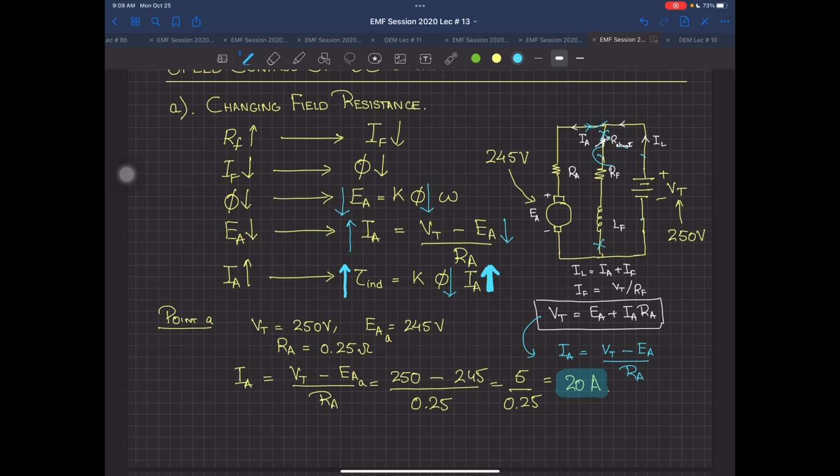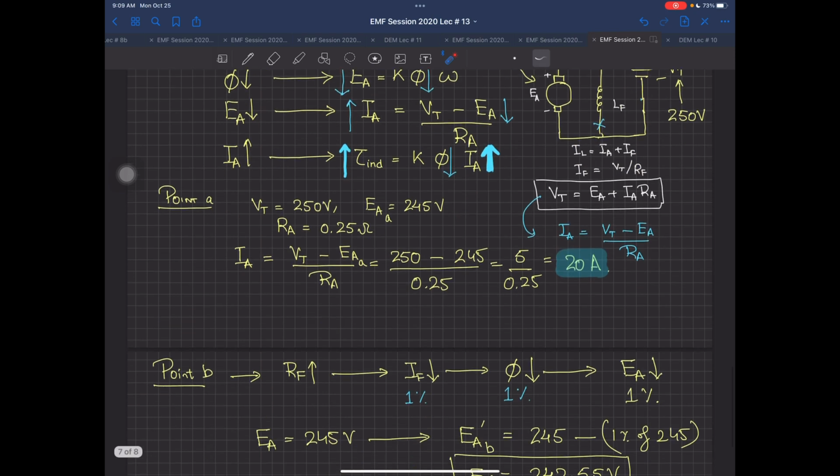I had a condition where the torque was constant, flux phi was decreasing, and IA was increasing. So I had to find out which is the predominant quantity. I took an example where VT is equal to 250 volts, EA is equal to 245, RA is equal to 0.25. So I find IA equal to 20 amperes. The machine is working in steady state at 20 amperes.